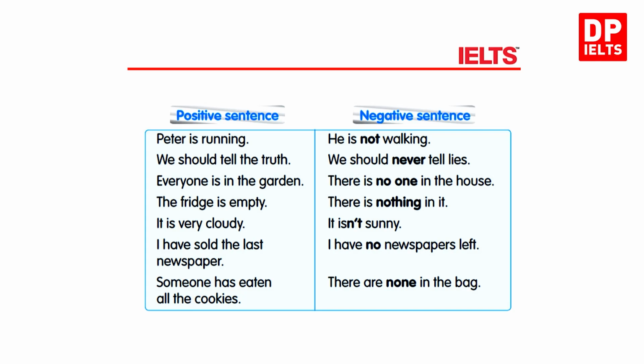ஐ ஹாவ் சோல்ட் த லாஸ்ட் நியூஸ் பேப்பர், கடைசி நியூஸ் பேப்பரை நான் வித்துட்டன், positive sentence. I have no newspapers left. நான் எந்த நியூஸ்பேப்பர்ஸும் மீதம் வைக்கவில்லை. ஸோ நெகட்டிவ் சென்டென்ஸ். அகெயின் பார்த்தீங்கன்னு சொன்னால் சேம் மீனிங், ஆனால் நாங்கள் பாசிட்டிவாகவும் சொல்லலாம், நெகட்டிவாகவும் சொல்லலாம். ஐ ஹவ் சோல்ட் த லாஸ்ட் நியூஸ் பேப்பர். கடைசியாக இருந்த நியூஸ் பேப்பரை நான் வித்துட்டேன். அதே நேரத்தில் நாங்கள் என்னட்ட இப்போ ஒரு நியூஸ் பேப்பருமே இல்லை மீதியான்னு சொல்லும்போது அது எதிர்மறை, நெகட்டிவ் சென்டென்ஸ்.